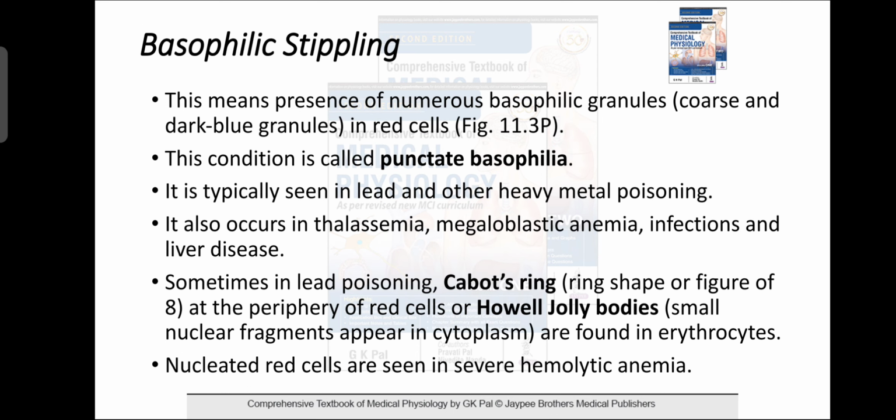Basophilic stippling means the presence of numerous basophilic granules in the RBC. This condition is known as punctate basophilia. It is typically seen in lead and other heavy metal poisoning. It also occurs in thalassemia, megaloblastic anemia, infection and liver disease. Sometimes in lead poisoning we can see Cabot's ring at the periphery of the RBC, or Howell-Jolly bodies found in the erythrocytes. Nucleated RBCs are seen in severe hemolytic anemia.